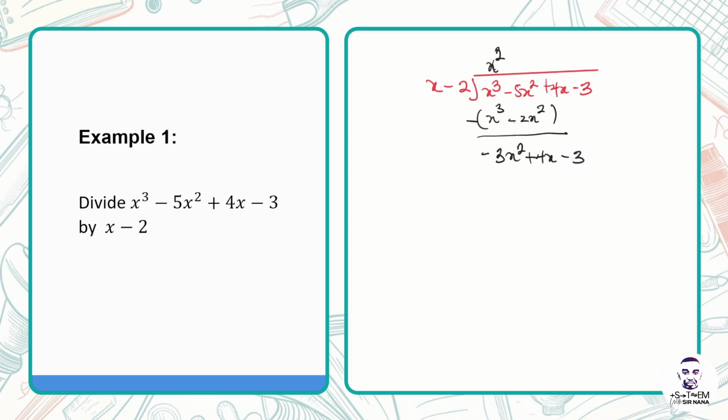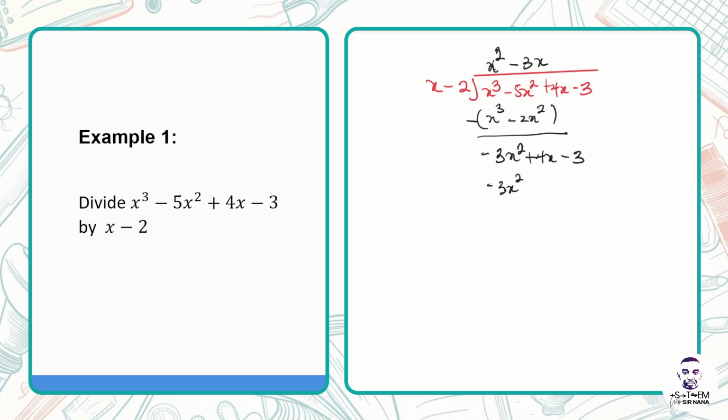So minus 3x squared divided by x will give us minus 3x, right? Minus 3x squared divided by x. This cancels. Then you are left with minus 3x. So that is it. Then once we do that, we are going to go through again by multiplying the minus 3x by the divisor, x minus 2. So minus 3x multiplying x will give us minus 3x squared, right?